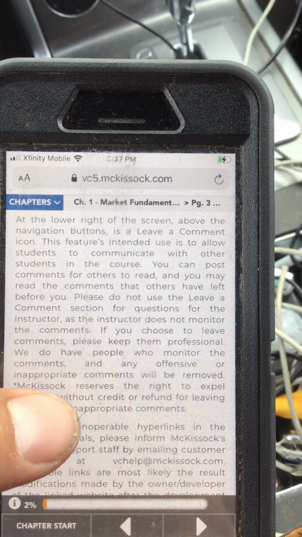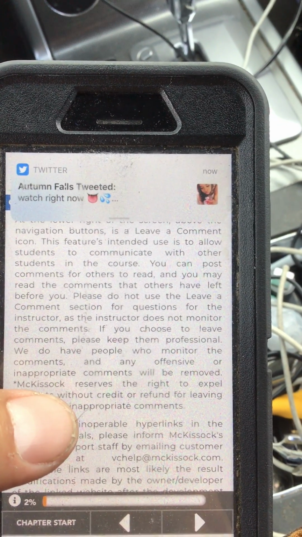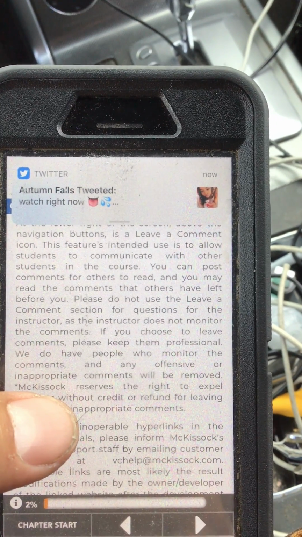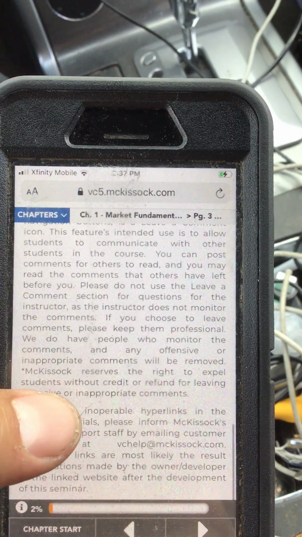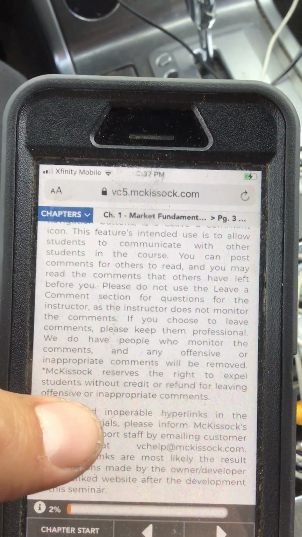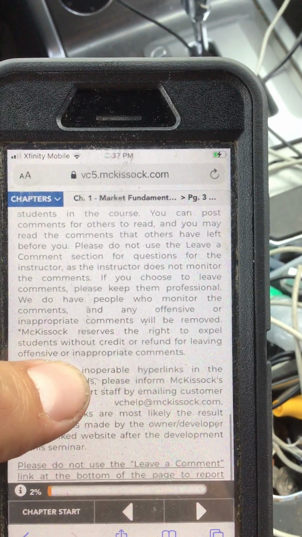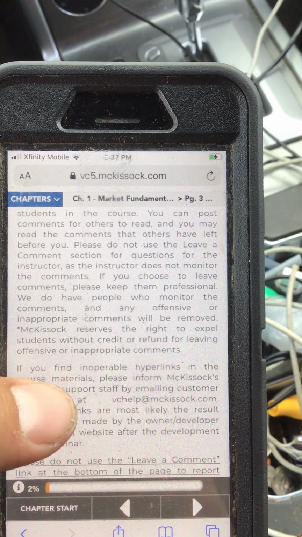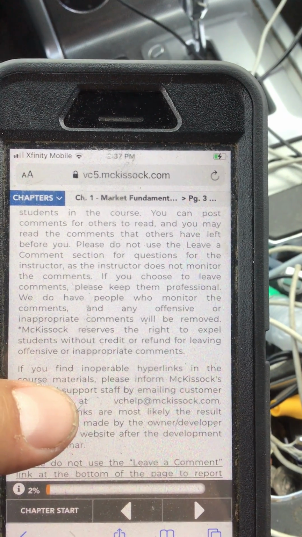At the lower right of the screen, above the navigation buttons, is a leave a comment icon. This feature's intended use is to allow students to communicate with other students in the course. You can post comments for others to read, and you may read the comments that others have left before you.